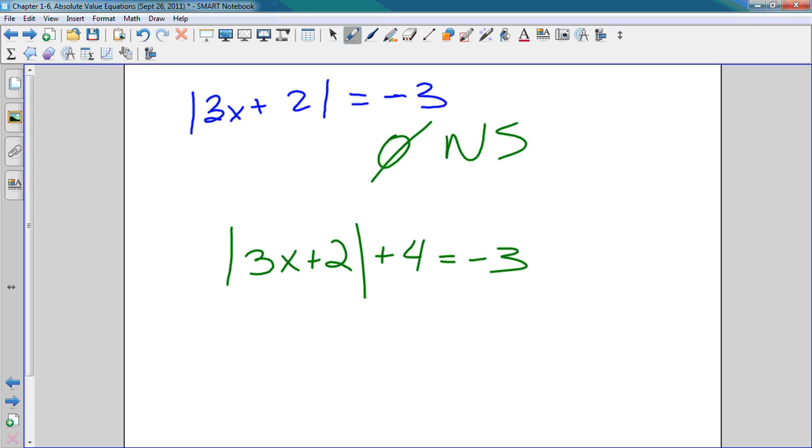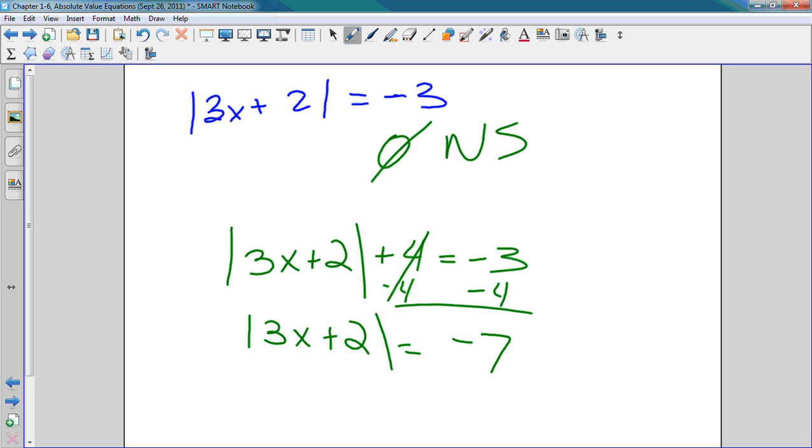Why? I hear yeses and I hear nos. Well, before I decide, I have to do what first? You have to isolate the absolute value. So you have to subtract 4. Well, if I look, I'm still going to get a negative 7. Is absolute value able to get a negative? No, so it's still going to be no solution. Do you understand? You have to wait to check it until your absolute value signs are isolated. You get isolation and it's a negative, that's not possible.